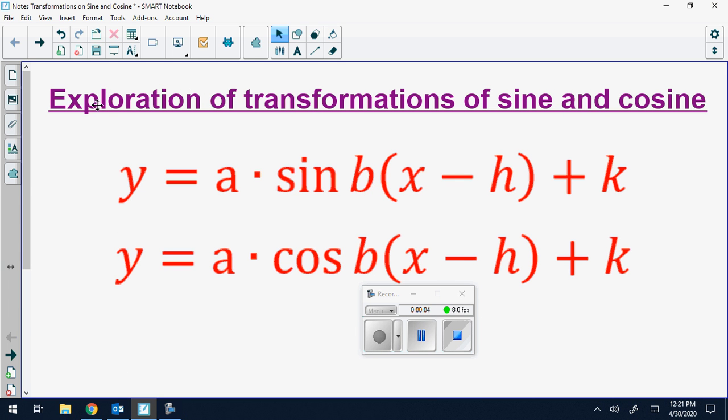We are going to do a series of videos on exploring the transformations of sine and cosine. So these are our transformational forms, and we're just going to use Desmos to play around with it a little bit. You do not need to take notes. We're going to do formal notes later.